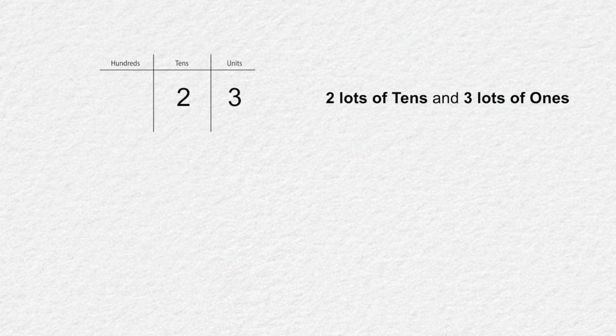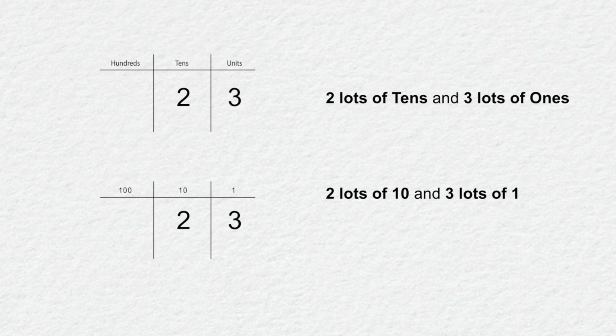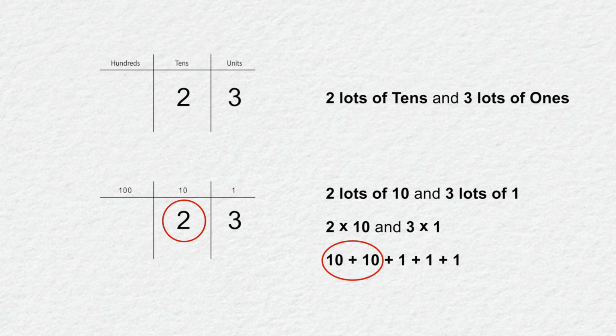We can, of course, rewrite the columns to look like this. We write 1 instead of units, 10 instead of tens, 100 instead of hundreds, 1000 instead of thousands, and so on. Again, let's add the digits 2 and 3 into the 10s and the 1s column. So what 23 means is 2 lots of 10 and 3 lots of 1. Or we could write this as 2 multiplied by 10, add 3 multiplied by 1. But what 23 means is 10 add 10, add 1, add 1, add 1.